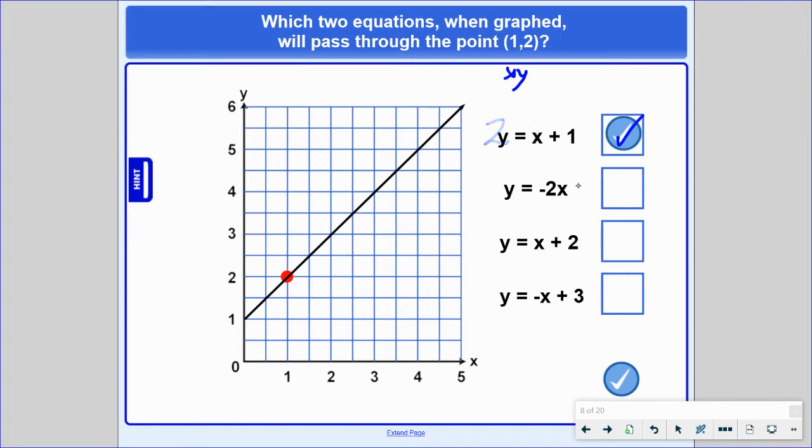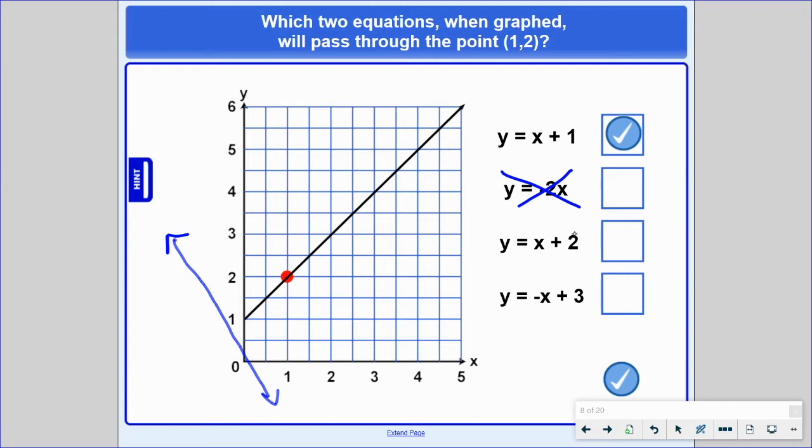So negative y equals negative 2x. Since it doesn't have anything there, I'll put a plus 0. Negative 2 to 1, so it goes down 2 and right 1, or up 2 and left 1. Yeah, I don't think so, folks. That will not go through the red point. So we're going to give that a big old eh. Let's try the next one.